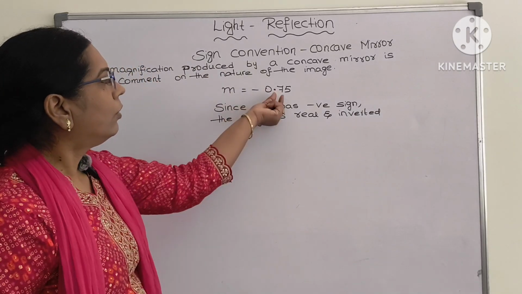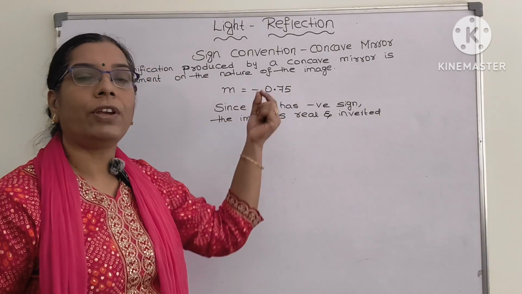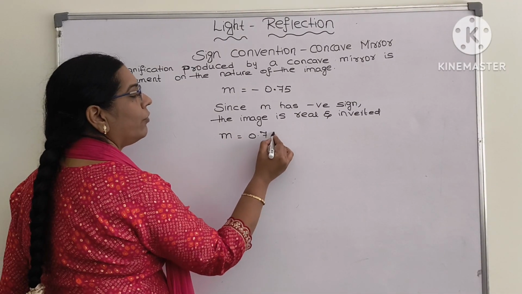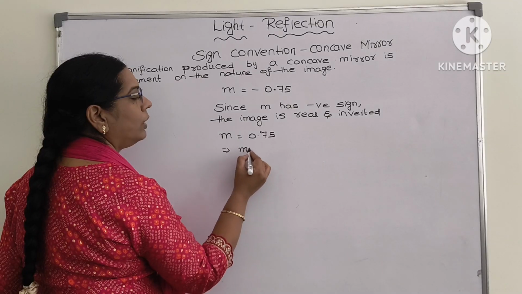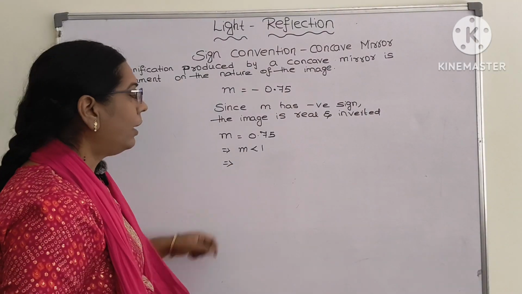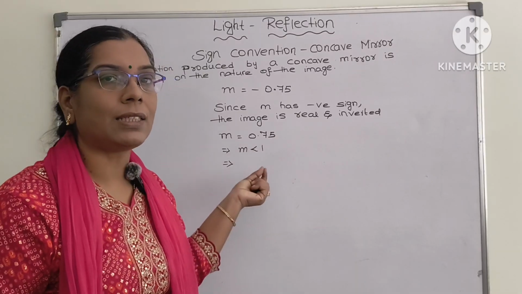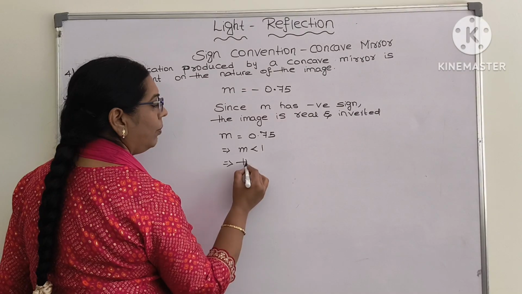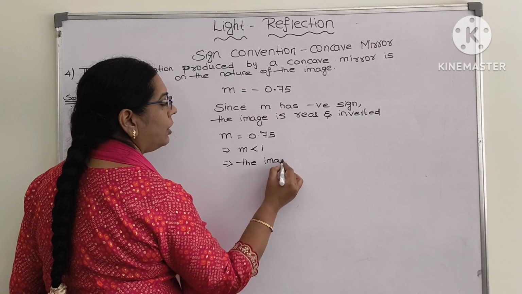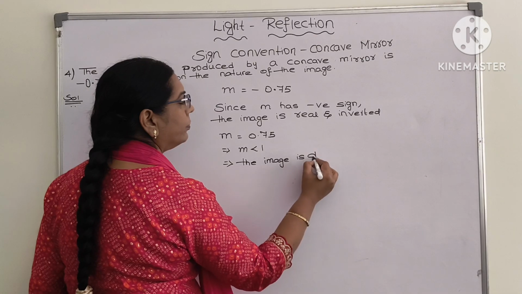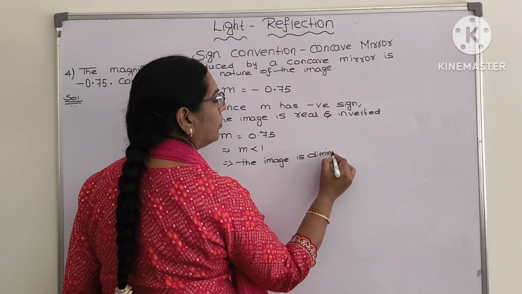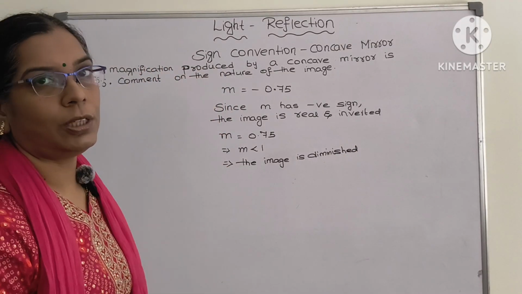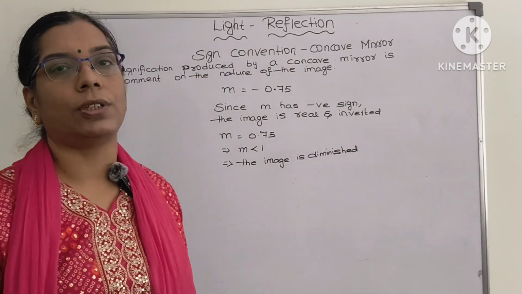And then what is the value? It is 0.75, which means it is lesser than 1. m is 0.75. That implies the m value is lesser than 1. So what can you say? If the value of magnification is lesser than 1, then the size of the image is diminished. The image is a diminished image. This is how you analyze, children.